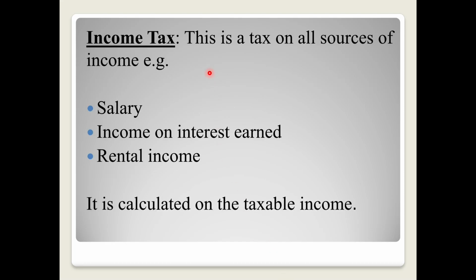So what is income tax? Income tax, this is tax on all your sources of income. Remember, all the sources, not just your salary. Salary is one form of income. You can get income on interest earned, so you have money put away and you get interest on that. And you also maybe get a rental income. You have a house that you rent out. That's called rental income. And that is also a form or a source of income. It is calculated on the taxable income. All right? This is income tax, all your sources of income.